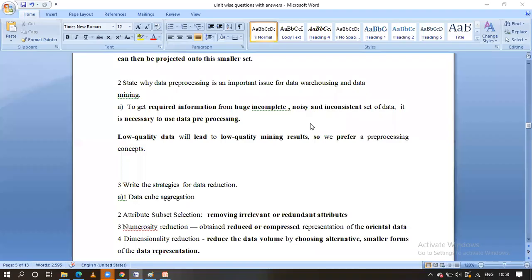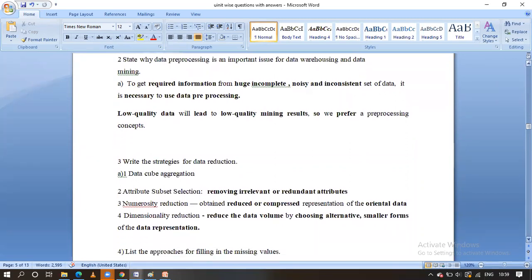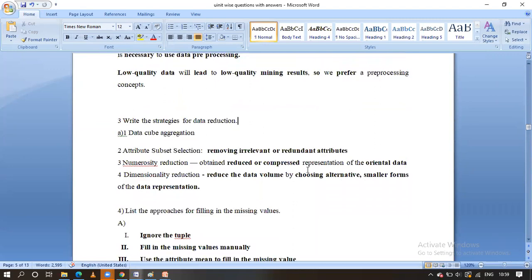We are in the second unit, guys. Okay, why we have to go for the pre-processing, till now we have seen. The short answer question on the next repeated question is strategies of data reduction. It is one of the pre-processing techniques, guys. Data reduction already. Okay, what are the strategies used in the data reduction?